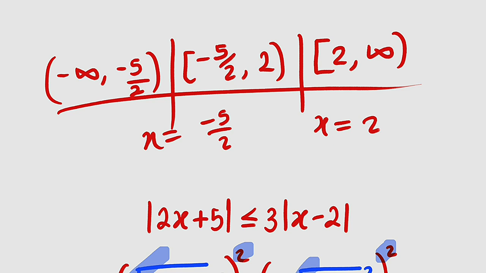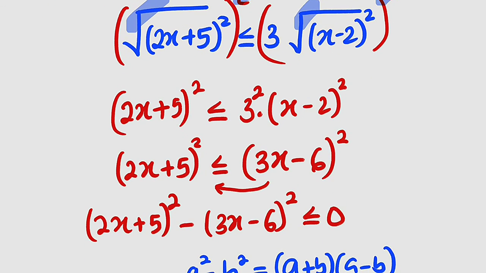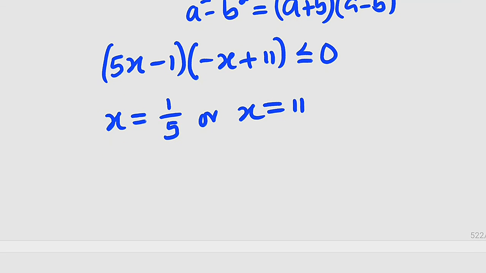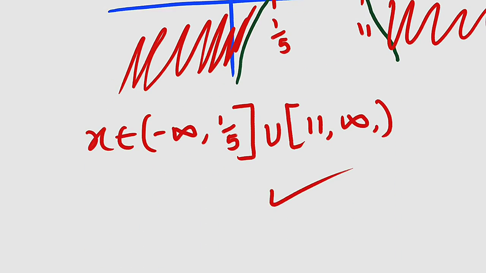Then you test values of x within these intervals and confirm the sign of the inequality, whether it is positive or negative. Then you solve. In the end, you take the intersection and union in order to find the solution. But this is actually the solution you have to obtain.